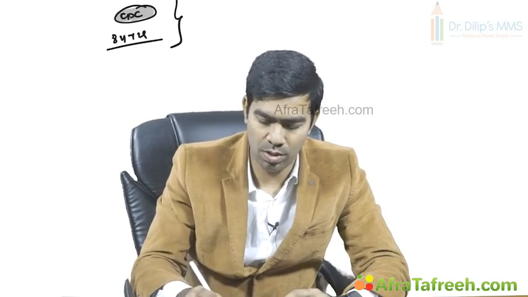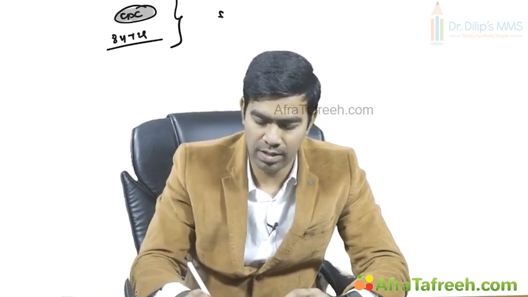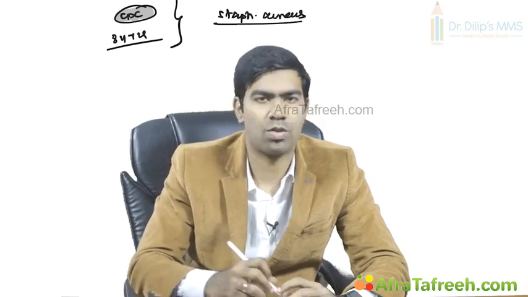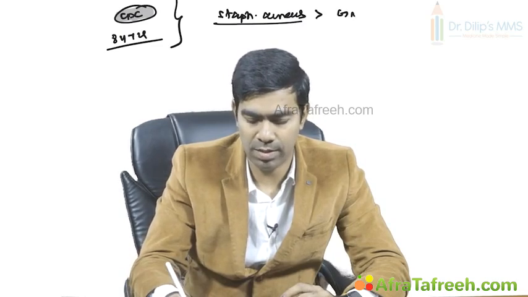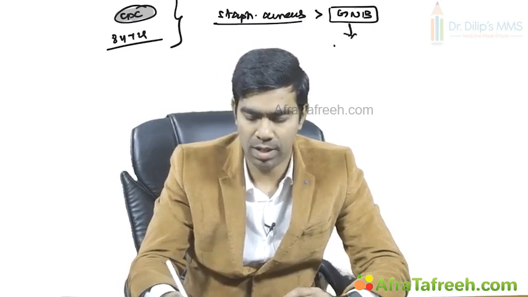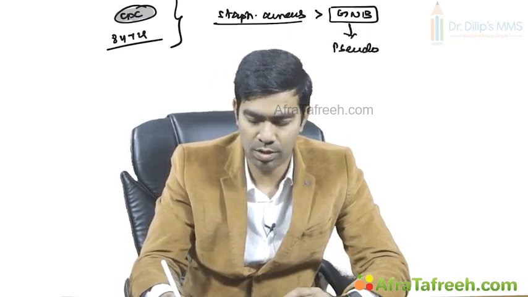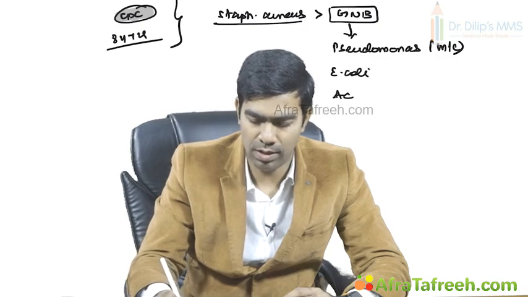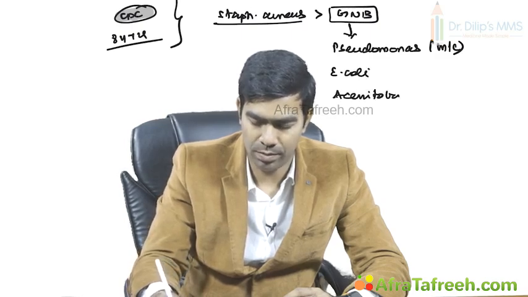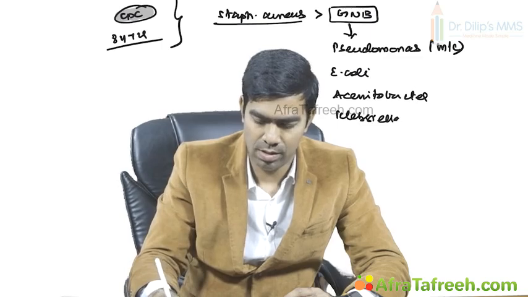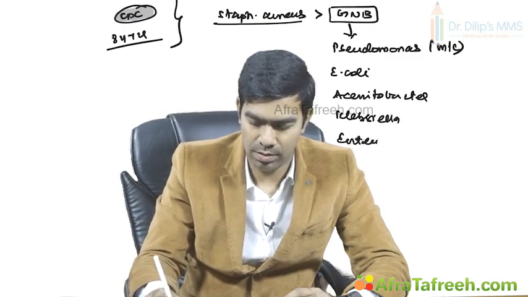So they told the most common organism in ventilator-associated pneumonia was Staph aureus. Staph aureus was supposed to be the most common, followed by gram-negative bacilli or gram-negative rods. This is supposed to be the second most common. Among the gram-negative bacilli, they told Pseudomonas were the most common, followed by other organisms like E. coli, Acinetobacter, Klebsiella, Enterobacter, and related organisms.